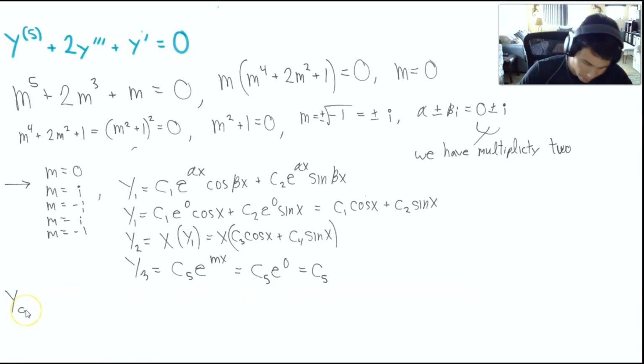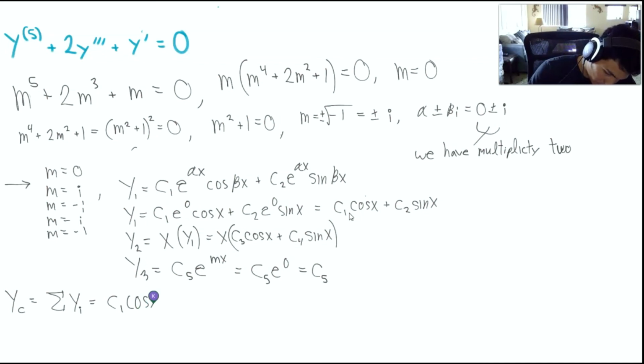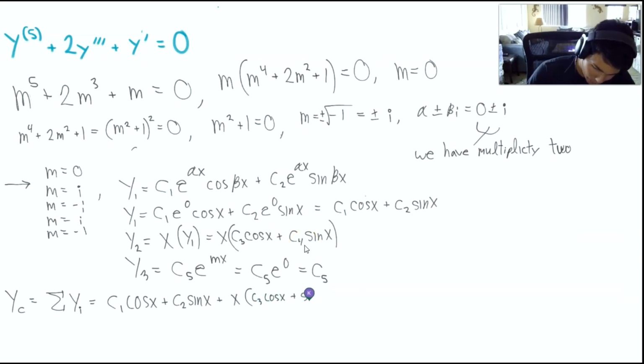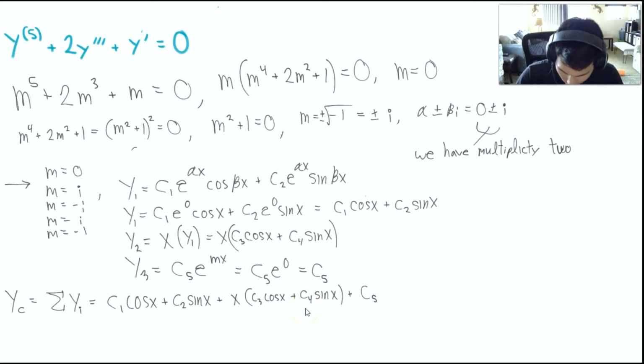So this is your final answer. You say yc, and you can say this is the sum of the y's, so all these little y's together. And what would that be? So it's c1 cosine x plus c2 sine x, plus all of that, which is x times c3 cosine x plus c4 sine x. Nope, don't forget your constant. The constant in front of it is actually pretty important. You will lose points if you don't include that. Plus c5. And that is your final answer.